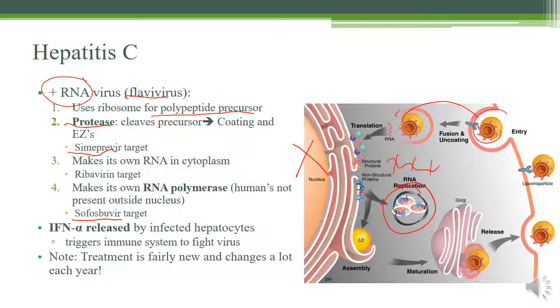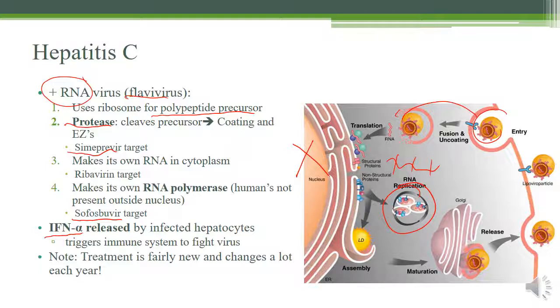Something that you need to know is that whenever a cell is infected by this virus, more like the hepatocytes are infected by this virus, they release interferon alpha. And this interferon alpha triggers an immune system response to fight these cells. It tells the cells, hey, I'm infected. Please come over here and help me clean up, kill the cells that are infected. And it also warns the adjacent cells so that they don't become prone to infection. They can start defending themselves early.